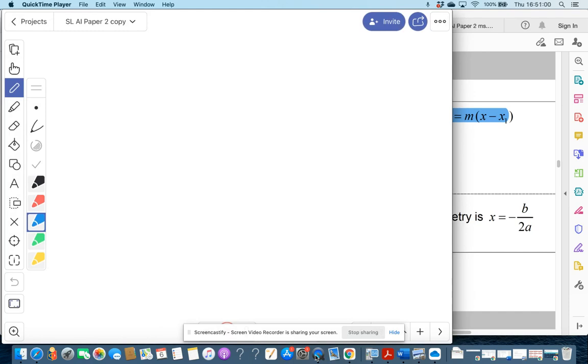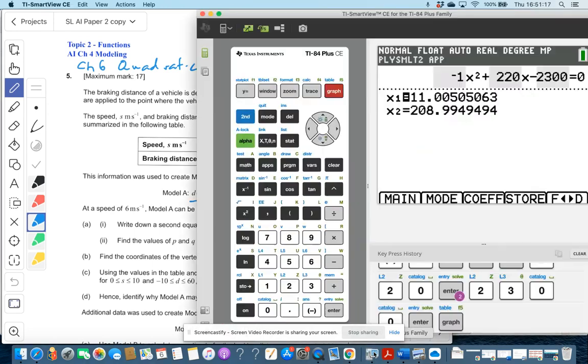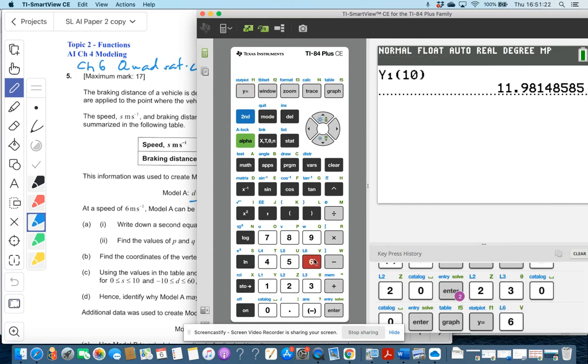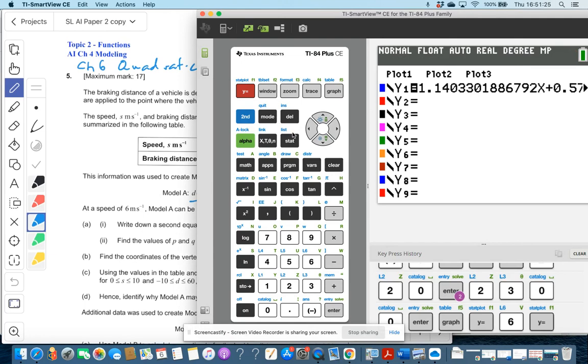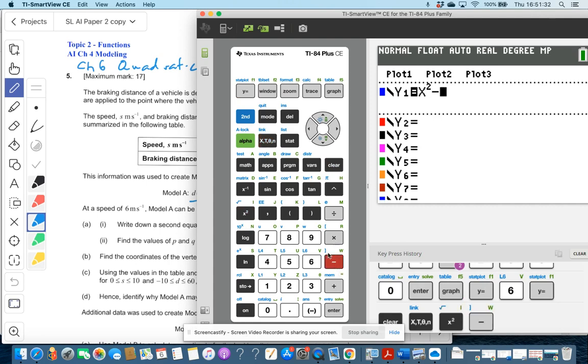So using the values of the table, do a sketch of the graph, clearly showing the vertex. Again, they give us the specifications, so I think maybe I should have done this on the calculator. Put this into y. Oh, I got to quit out of the polysmlt. Y equals, get rid of that old thing there, x squared minus 4x.